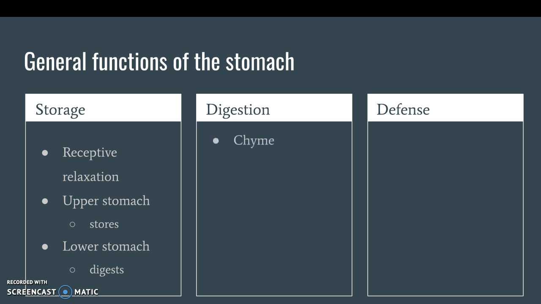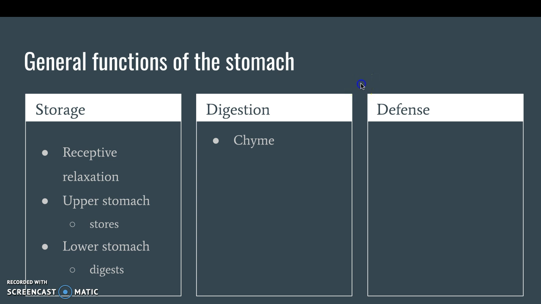So the actual digestion is when food is mechanically and chemically mixed together into this substance called chyme, which is like a soupy mixture that's eventually transferred into the small intestine. So chyme is made up of the partially digested food, all the secretions, acid secretions, histamine, all that stuff that we'll talk about later, and then enzymes. So it's a combination of all those three things.